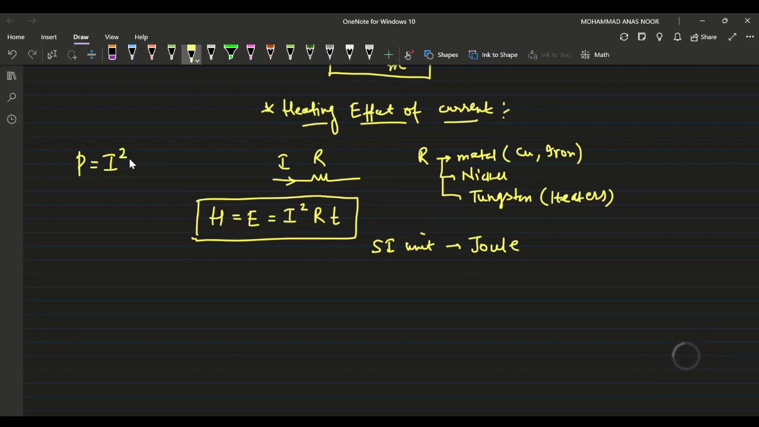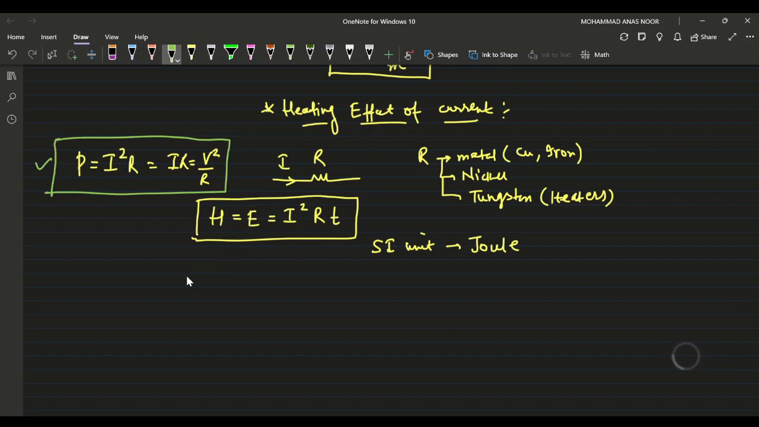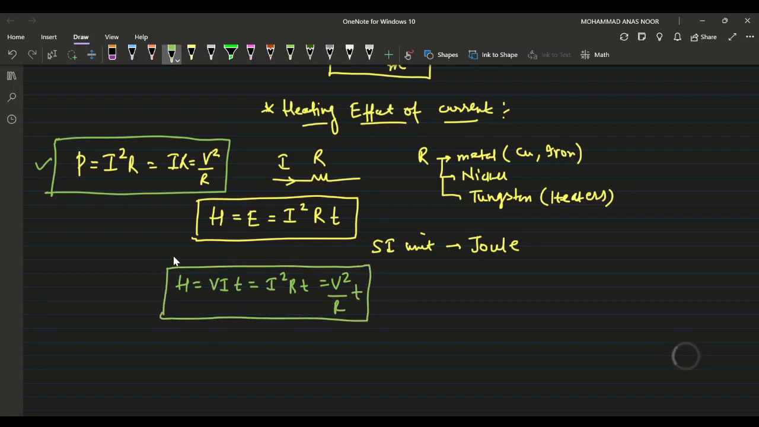What is the power? Power is I square R, or I into V, or V square upon R. You might already know this, right? Similarly, heat is V into I into T, or I square RT, or V square by R into T. Power is given in watts.